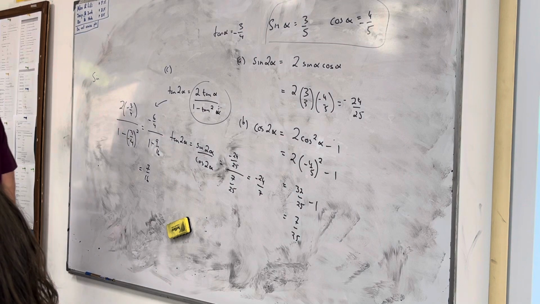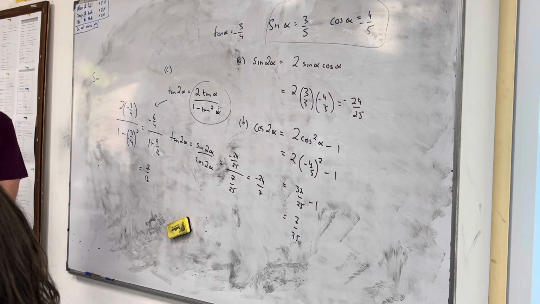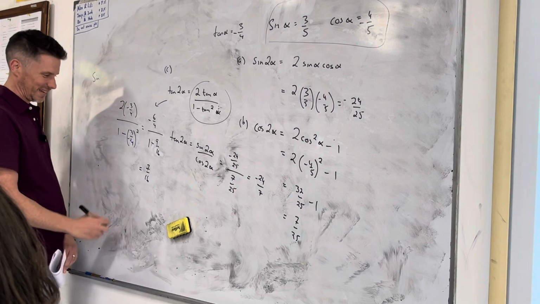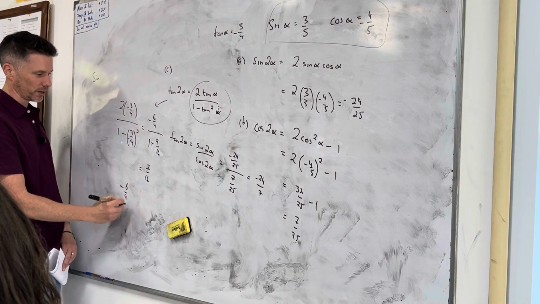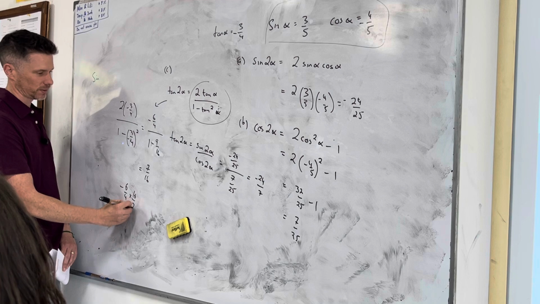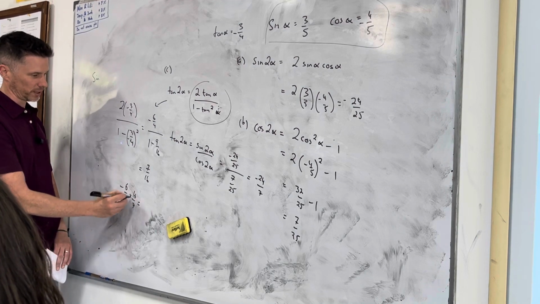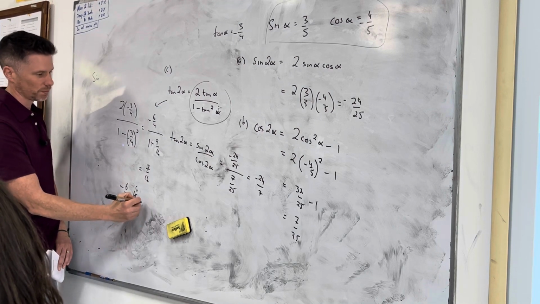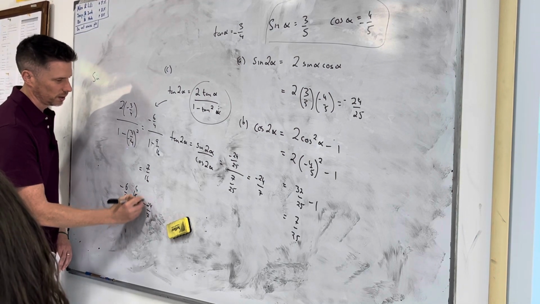Negative 6 over 4 divided by 7 over 16. What's that? Which is negative 24. Now 6 over 4 divided by, so that's multiplied by 16 over 7. You cancel. The 4 will cancel here, so that's minus 24 over 7.